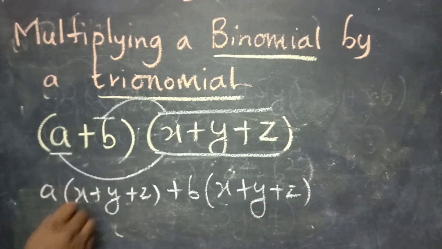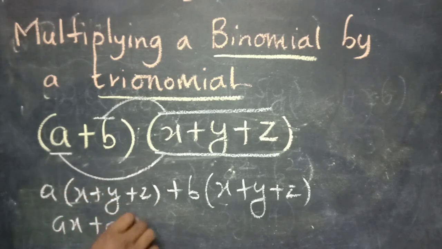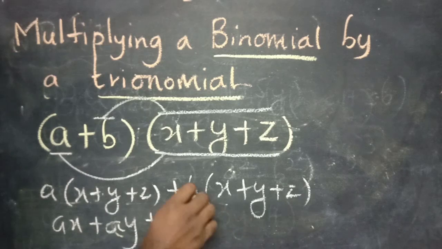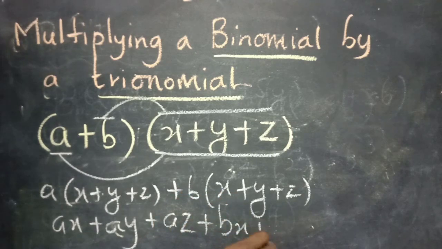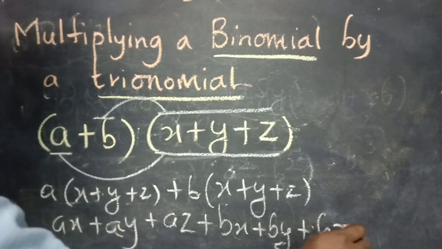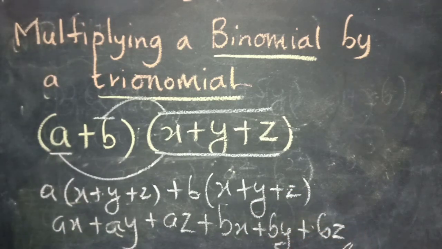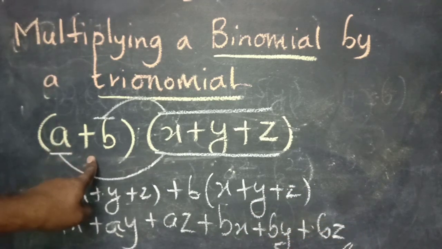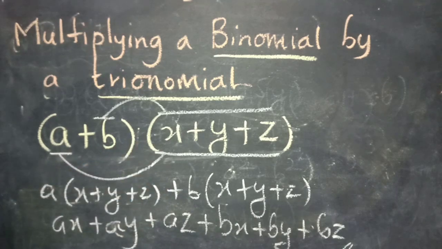What you get is a into x is ax, a into y is ay, plus a into z is az. In the same way, b into x is bx, b into y is by, b into z is bz. This is how you multiply a binomial term with a trinomial. Now we'll see a few more examples on this.